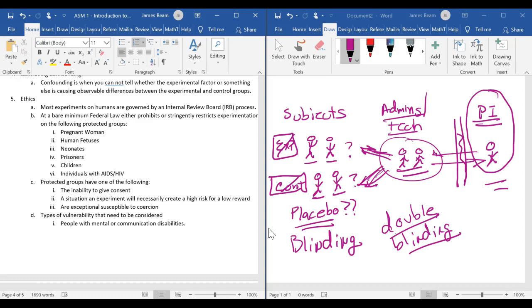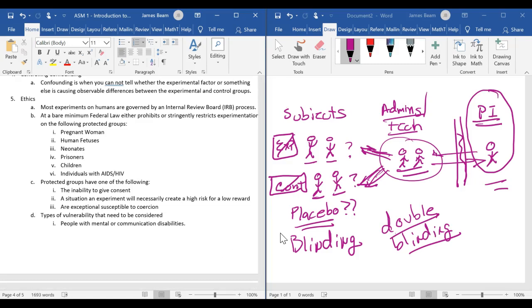Protected groups usually have one of the following. They either have an inability to give consent, which is like human fetuses, neonates, children, or they're in a situation where the experiment could have high risk, low reward. Oftentimes, that's one of the reasons why we don't experiment on pregnant women, human fetuses, or people with HIV/AIDS, or someone who's exceptionally susceptible to coercion. Again, prisoners, children, individuals with HIV/AIDS would all fall into those categories.